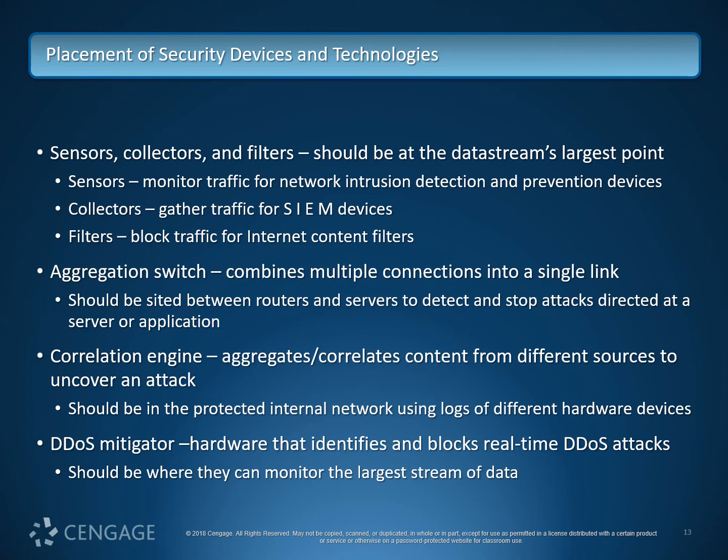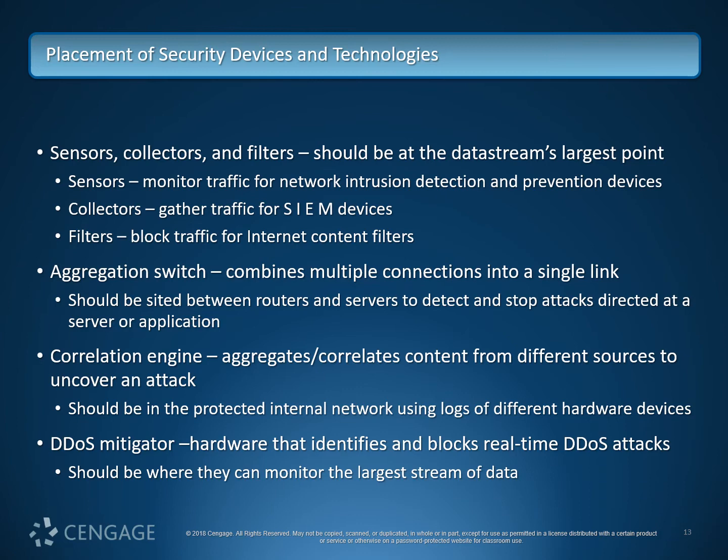Sensors, collectors, and filters. These should be at the data stream's largest point where most traffic is moving. Sensors are going to monitor for intrusion and prevention devices. Collectors are going to gather traffic for SIEM. And filters will block traffic for content filters. So these things should be placed in an area where they will be most effective.